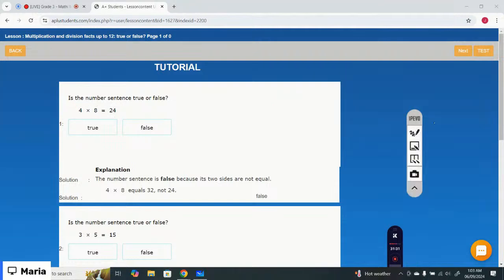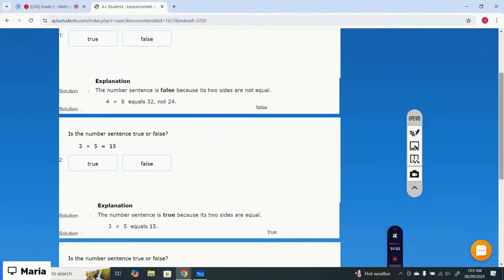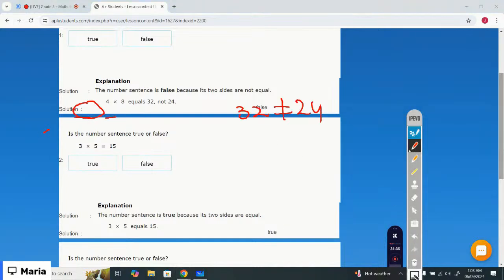Let's just look at the other example. Is the number sentence true or false? You have 3 times 5 equals 15, right? So solve this side. You have 3 times 5. So 3 times 5 is 15, right? And on the other side, you already have 15. So 15 is equal to 15, right? So that is true. Got it? 15 equals 15 is true.